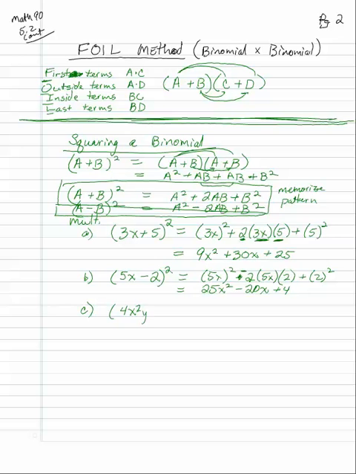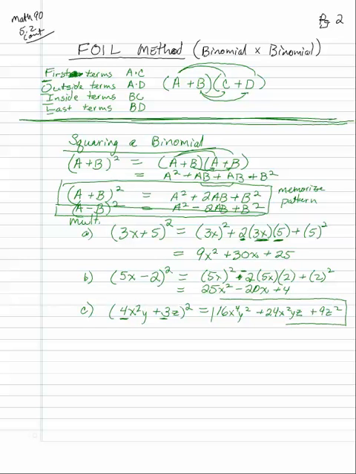4x squared y plus 3z, you're going to do 4x squared y times itself, so it'll be 16x to the fourth y squared. And again, the way I do it is I do the numbers. 4 times 3 is 12, double it, because it's 2ab, remember? So that'll be plus 24, and then I just attach the letters, x squared yz, and then square the last term, 9z squared, and I'm done.